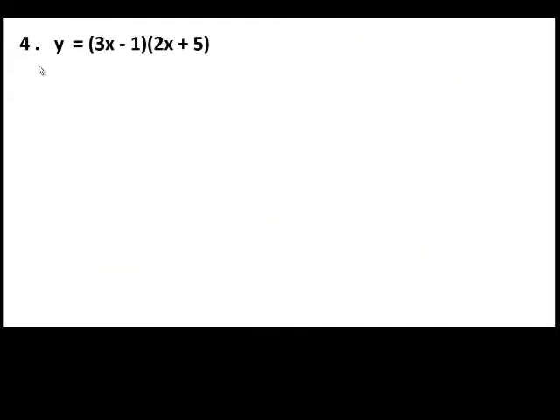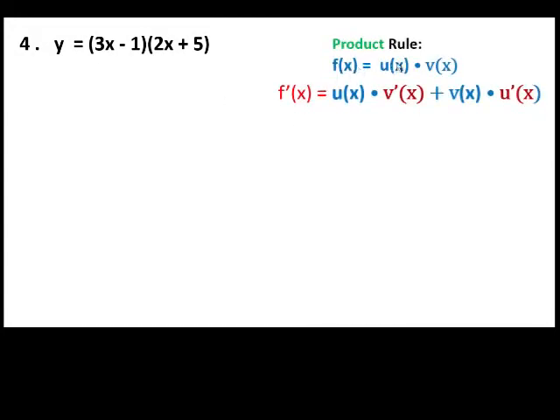Next, find dy dx of this product. We have the product rule, f of x equals u of x times v of x. So for the first and second factor, its derivative is equal to the first factor times the derivative of the second factor, plus the second factor times the derivative of the first factor.